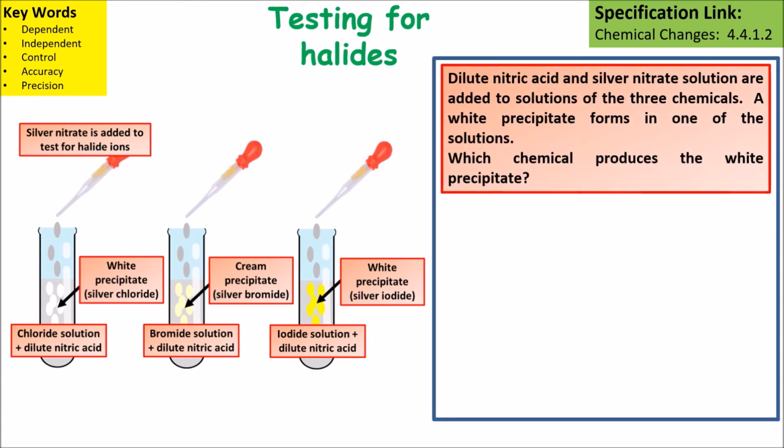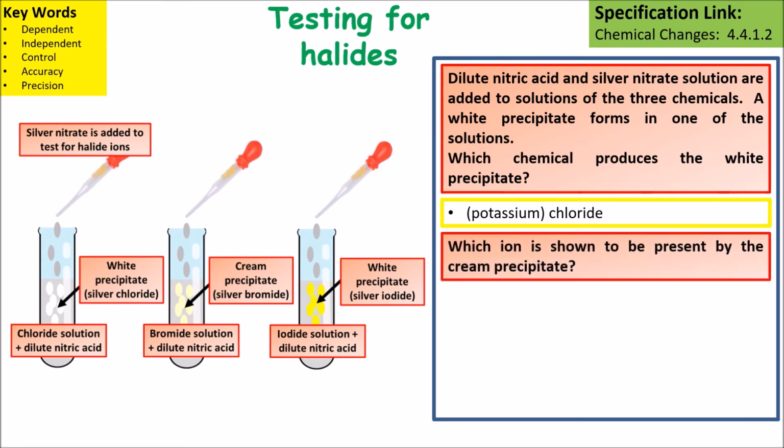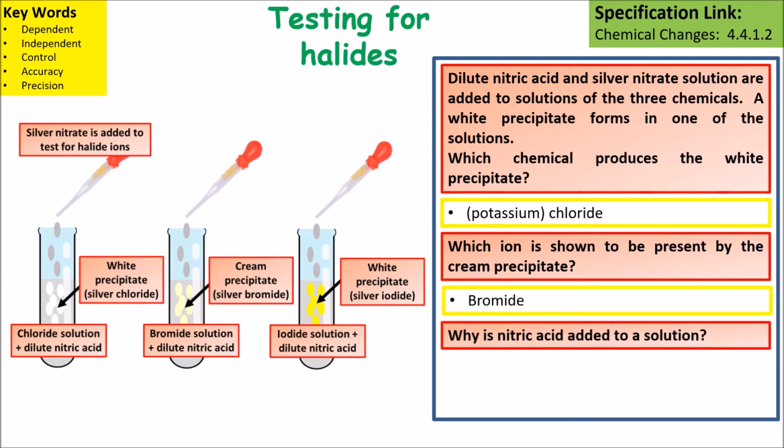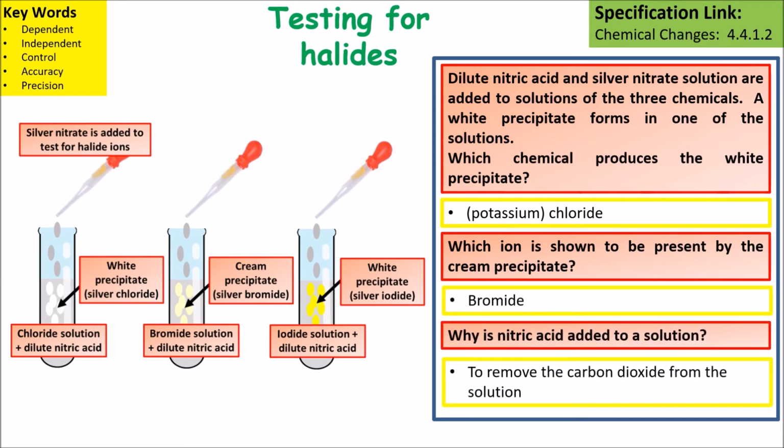Dilute nitric acid and silver nitrate solutions are added to the solutions of 3 chemicals. A white precipitate is formed. Which chemical produces a white precipitate? That would be potassium chloride. Which would produce a cream precipitate? It would be a bromide. And why is nitric acid added? It's to remove any carbonate ions from the solution.